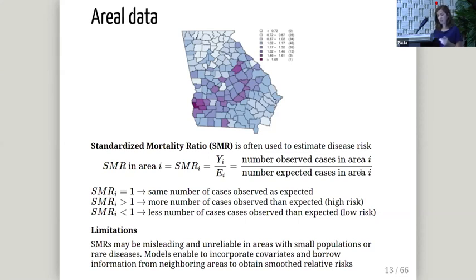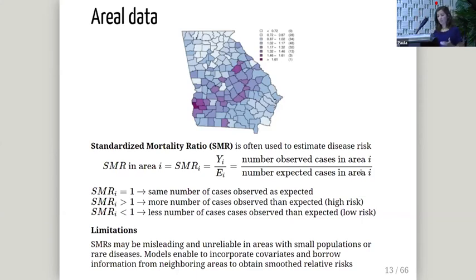So this is very easy to calculate, but it has some limitations because it may be misleading in areas with small populations or rare diseases. Imagine, for example, we have a municipality with very few people, and we have 0 cases. We will say that the risk is 0, which is not true. Or maybe if we have 1 or 2 cases, we will be dividing by a very small number, and we will get very extreme estimates of risk. So this is very misleading.